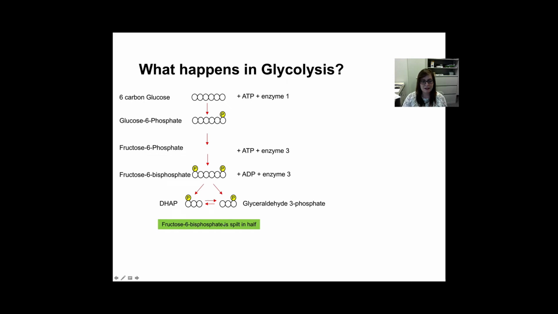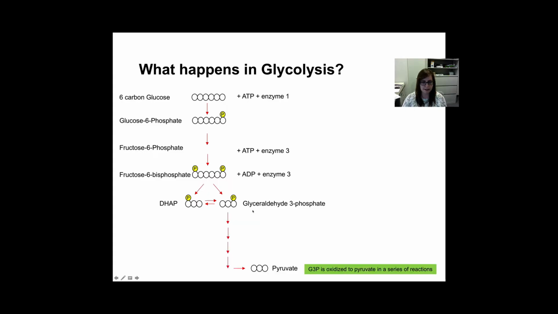Fructose bisphosphate is then split in half, and these 2 molecules, DHAP and glyceraldehyde 3-phosphate, can isomerize back and forth into each other. But eventually, this G3P will continue down the pathway of glycolysis and become pyruvate. It gets oxidized into pyruvate in a series of reactions. Because we have 3 carbons here, which will turn into 3 more carbons here, this will happen twice per glucose molecule. So that's how we get to our 6 carbons.